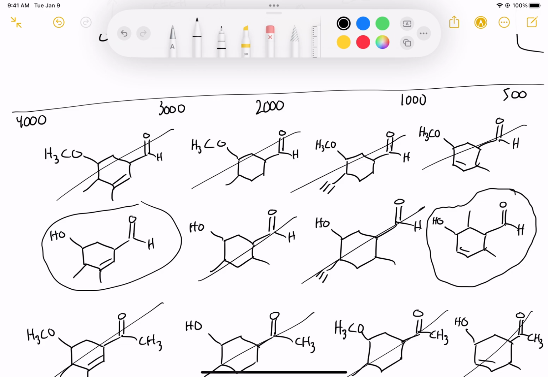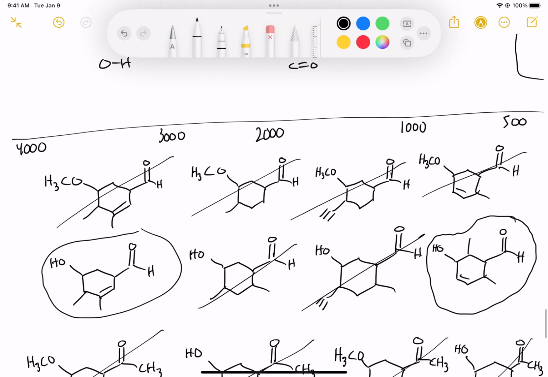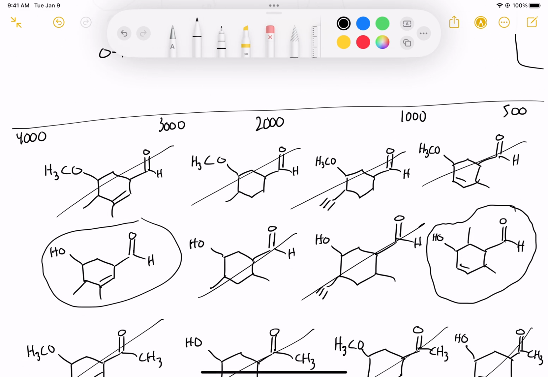Okay, so that's how you would decipher an IR. I would always label the peaks first, so it helps with your assignment. That's a smarter way to do it. And then use process of elimination to figure out your molecule.